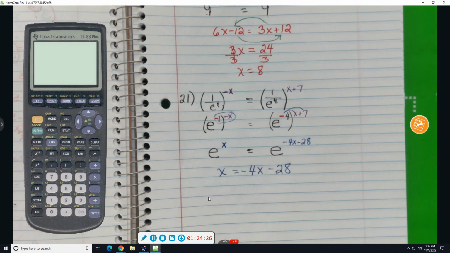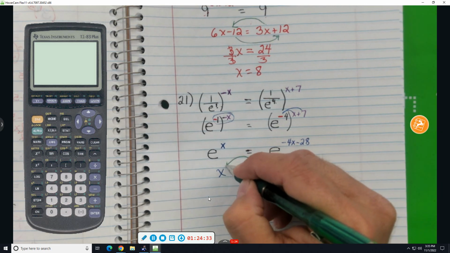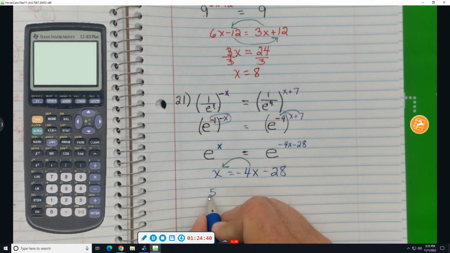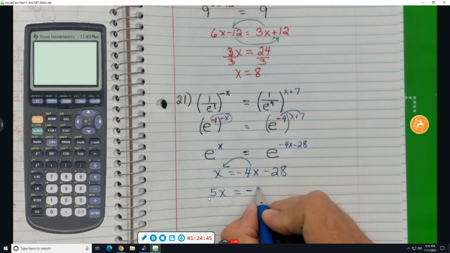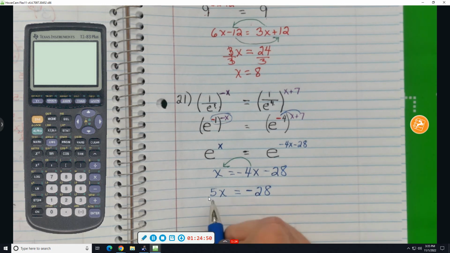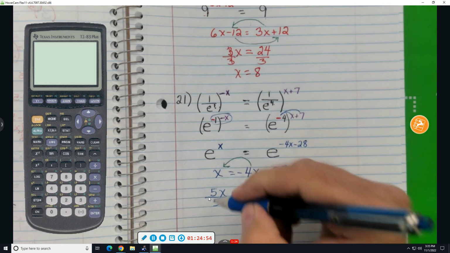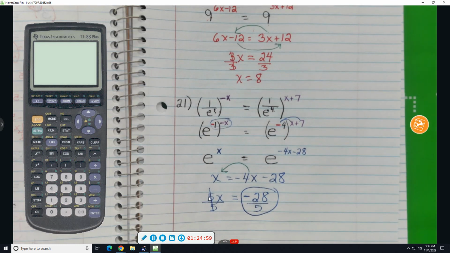And get that x by itself. What can we do here? I'm going to add 4x to both sides. So 1x plus 4x, is that going to be a 5x? Equals negative 28. And get x by itself, divide both sides by 5. So it's x equals negative 28 over 5.